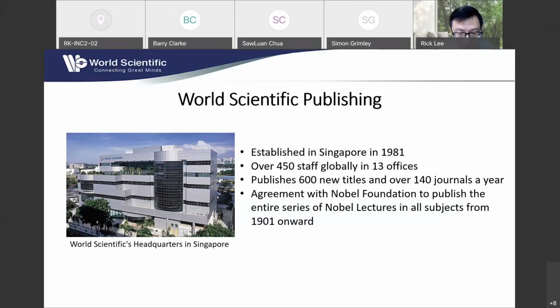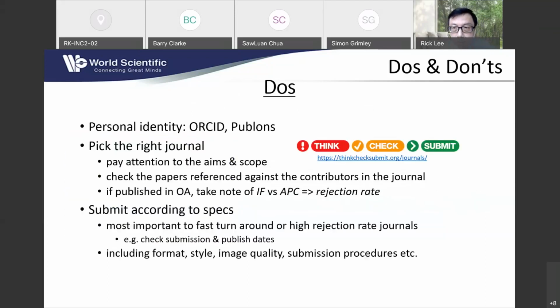Okay, let me go to the main point of today's talk, the do's. Let me start with the do's. One of the first things: because now everything is on the internet, and identity on the internet can very easily be mistaken by some other people, especially people who use a false identity to represent someone else. That's why the first thing you need to do is to establish your identity on the internet, in the publishing world. Of course, the first one you should have is the ORCID, which is like an identity number on the internet. With ORCID, you can put down all the publications that are actually published by you.